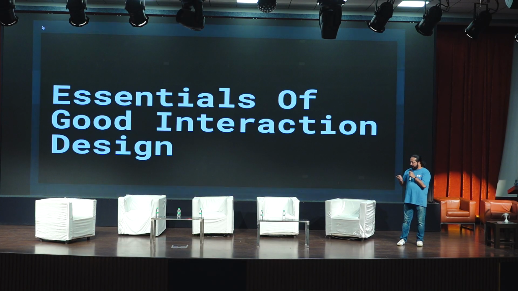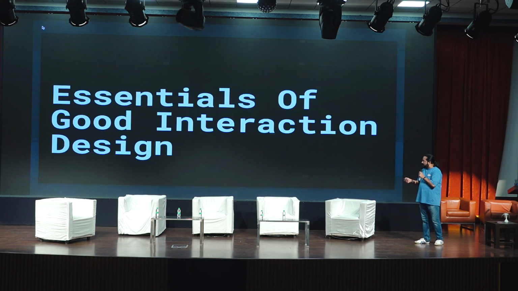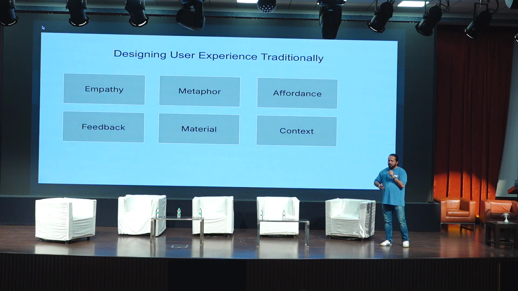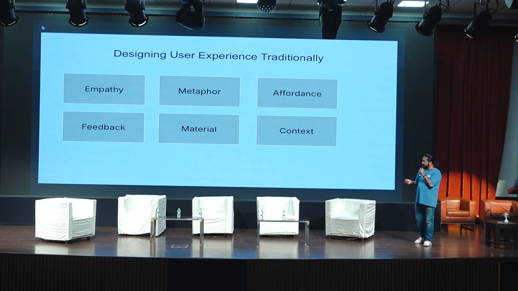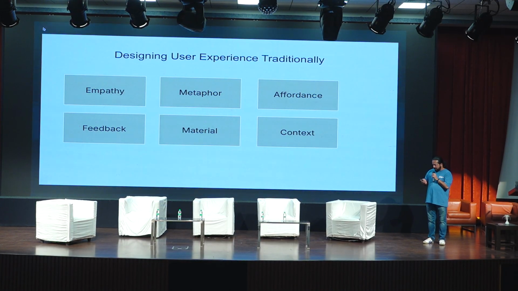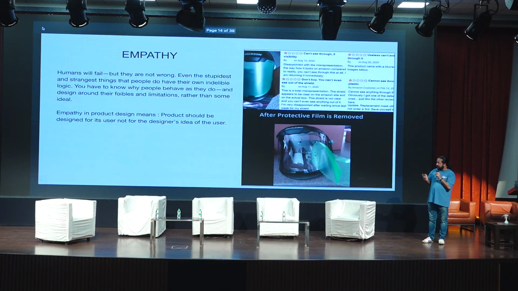So what are the good interaction design principles in the pre-AI world and how are they going to be disrupted? In the pre-AI world, there are by and large six principles which we follow for good interface design: the principle of empathy, metaphor, affordance, feedback, material, and context. And we are going to race through them.